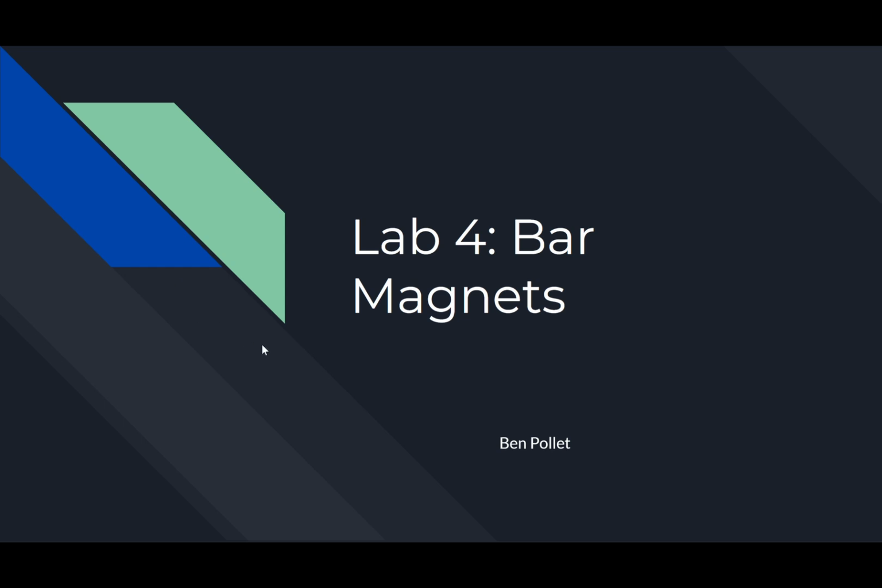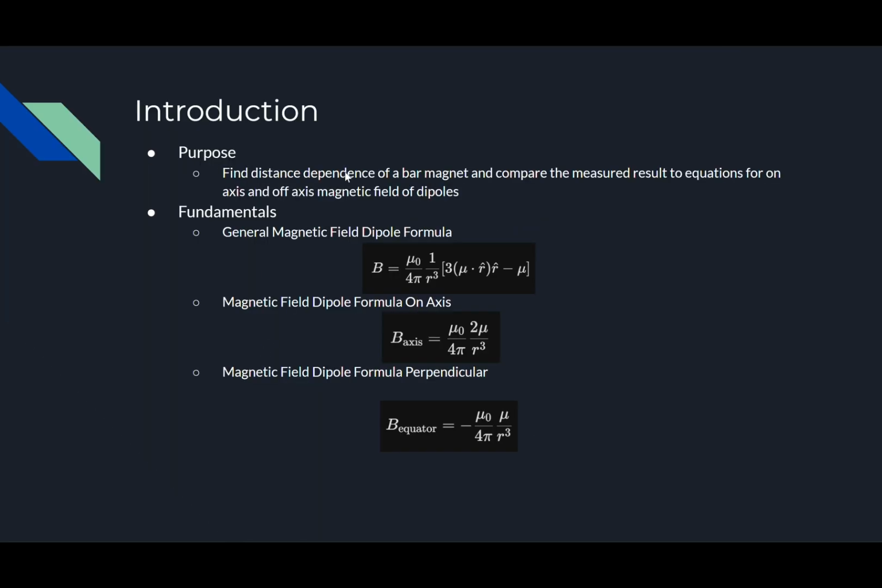This is Lab 4, bar magnets, for Physics 2212. Introduction. The main purpose was to find the distance dependence of a bar magnet and compare that measured result to the equation for the on-axis and off-axis magnetic field of dipoles.